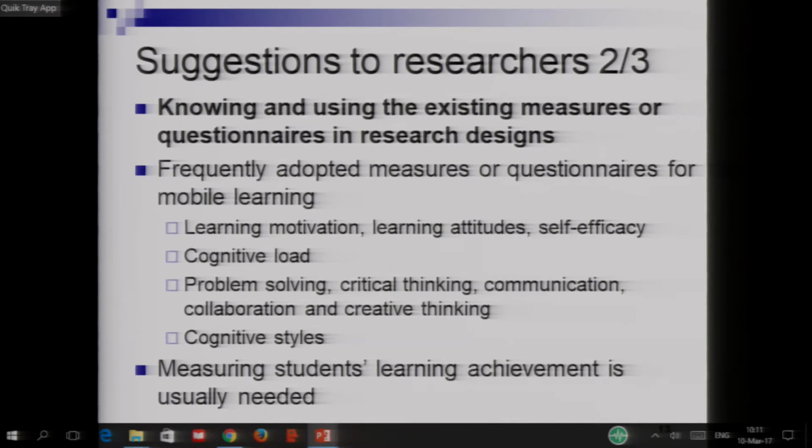And also, we need to know and use the existing measures or questionnaires in our research design. I would strongly recommend you use those existing measures or questionnaires. Do not try to develop your own questionnaire unless you are an expert at doing that. But I think most people are not experts at developing questionnaires, right? So it would be better to use the existing questionnaires. But the problem is, where are those questionnaires? Such as learning motivation, attitude, self-efficacy, cognitive load, problem solving, critical thinking, communication, collaboration, creative thinking, and so on. Do you know where to find those questionnaires?